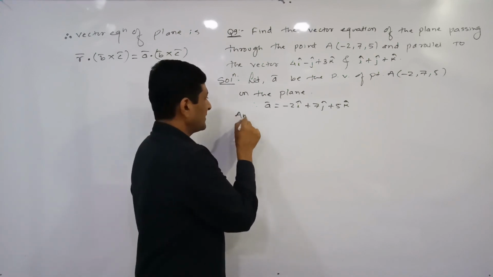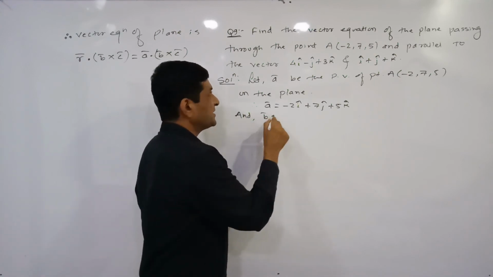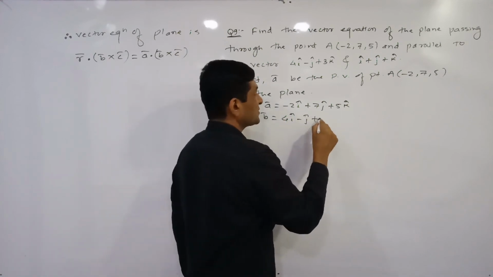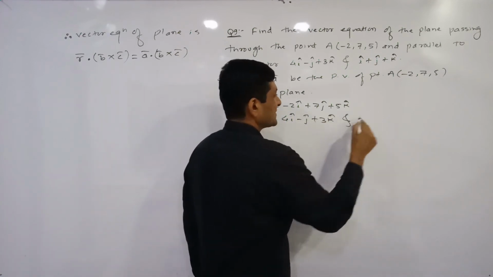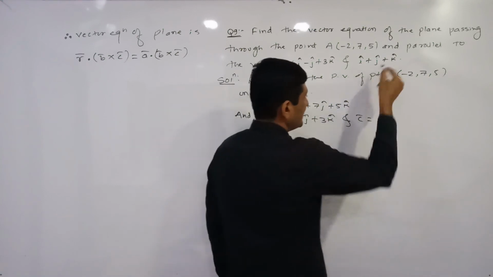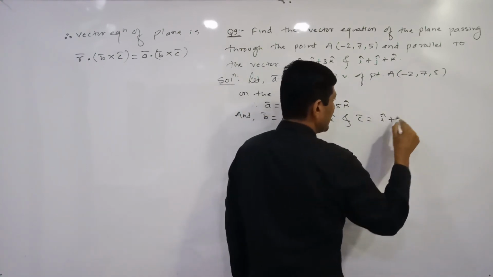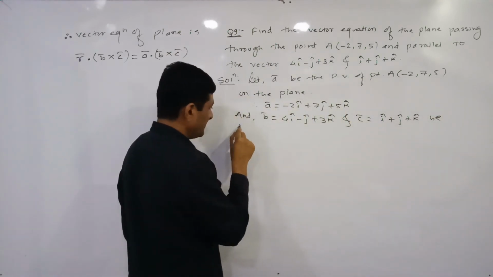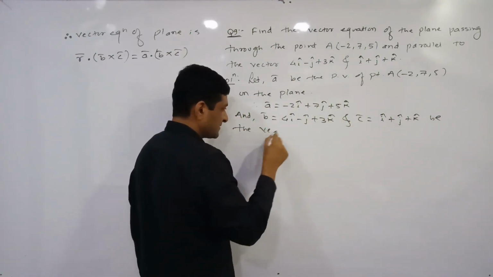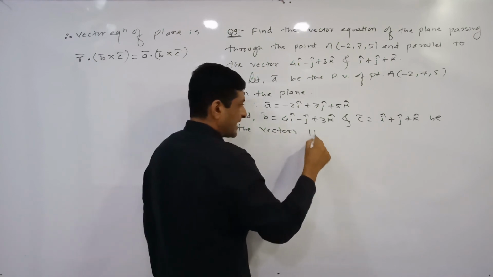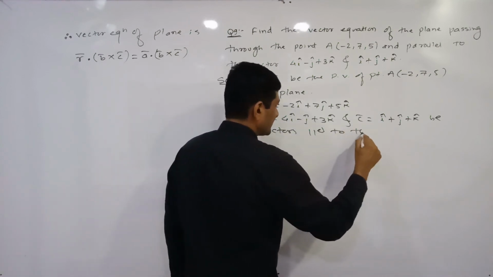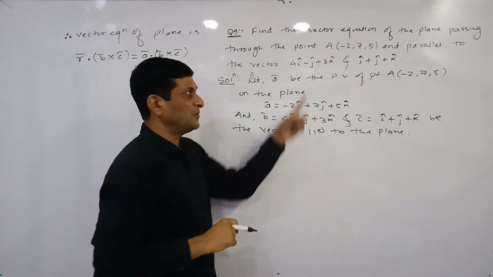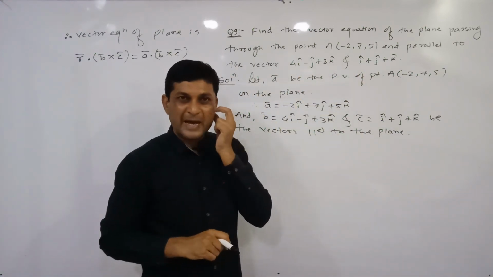B bar is equal to 4I minus J plus 3K, and C bar is equal to I cap plus J cap plus K cap. Let them be the vectors parallel to the plane. All these things we are getting from the given condition. We have simply denoted these two vectors by B bar and C bar.